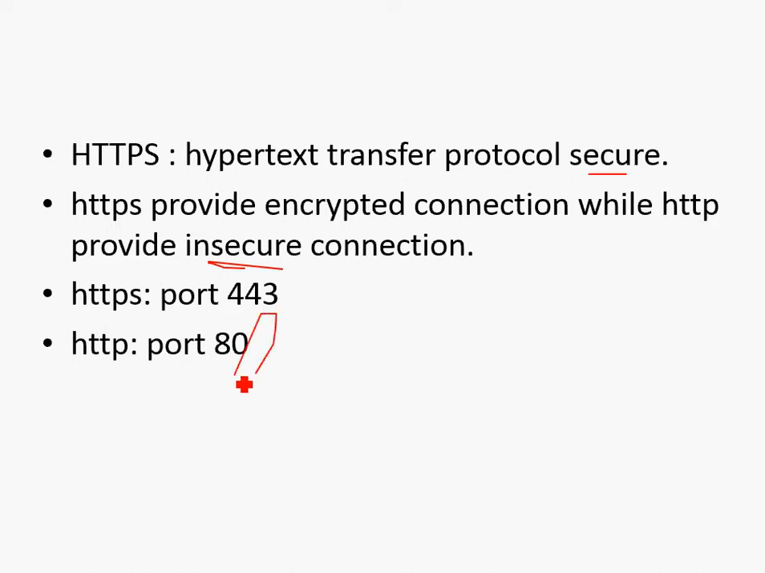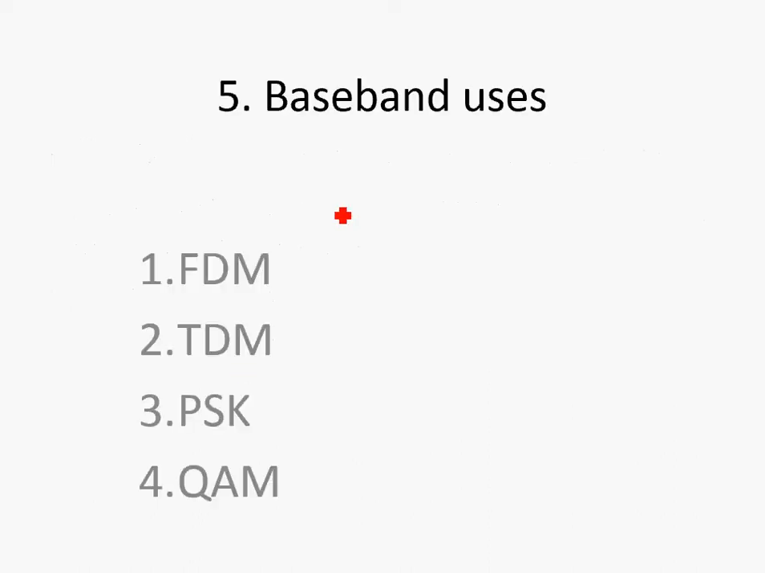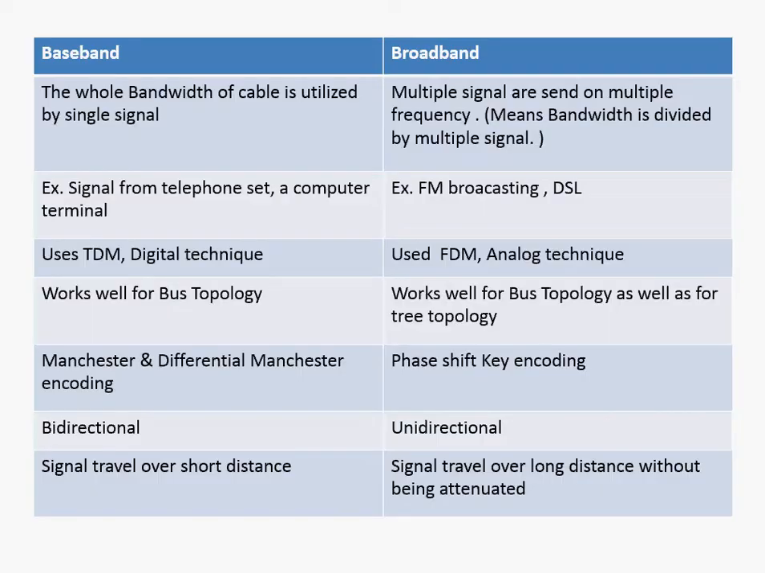Okay. Now the next question is: baseband uses what? Frequency division multiplexing, time division multiplexing, phase shift keying, or quadrature amplitude modulation. So what does baseband use? The answer is time division multiplexing. Let's see the difference between baseband and broadband.